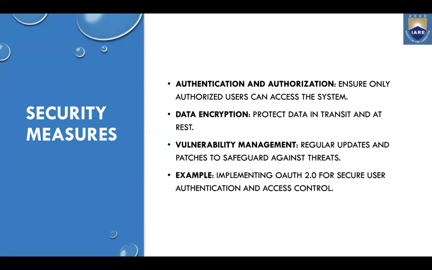Data encryption. Protect data in transit and at rest. That means every piece of data which you are sending to the server for the request, and the data which you are receiving from that end, should be encrypted before it is loaded into the channel. Vulnerability management. Regular updates and patches to safeguard against threats. Example, implementing OAuth 2.0 for secure user authentication and access control.